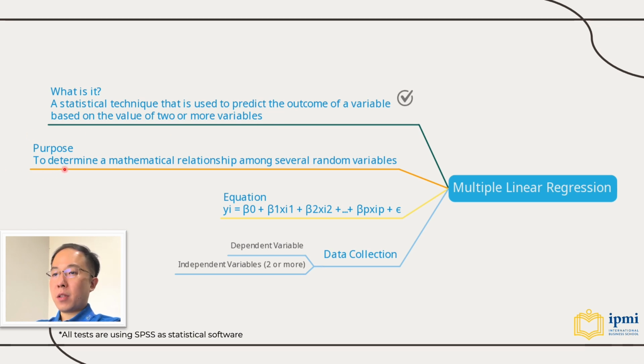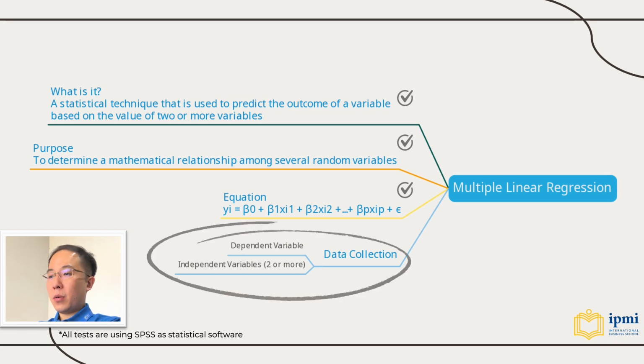The purpose is to determine a mathematical relationship among several random variables. In the mathematical equation, Y represents the dependent variable, and X represents the independent variables. Beta is the coefficient, i is for the time interval, and E is for the errors. The data collection itself is divided into two: the dependent variable and the independent variables. There is only one dependent variable, but independent variables can be 2, 3, 4, or more.